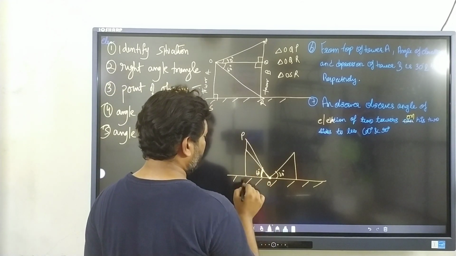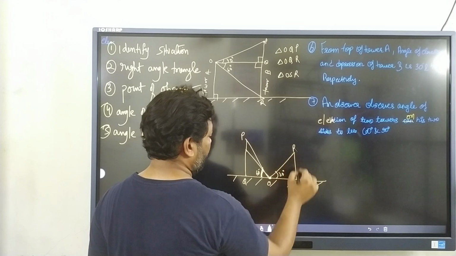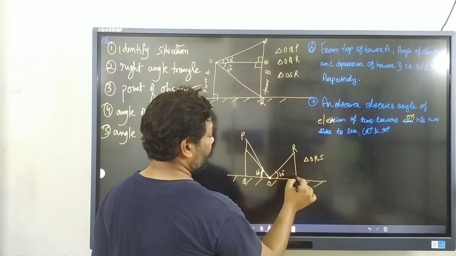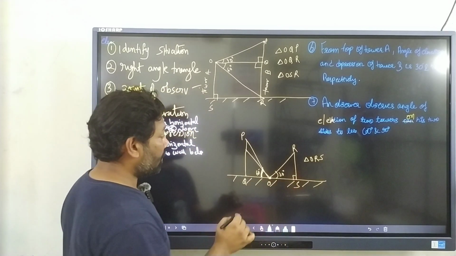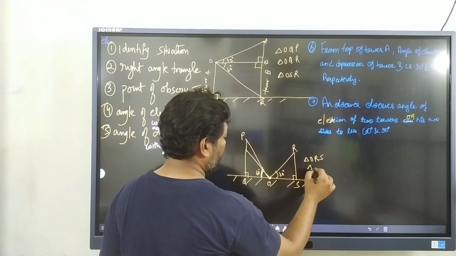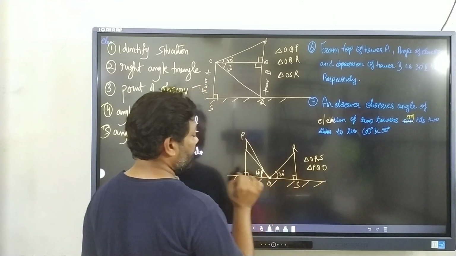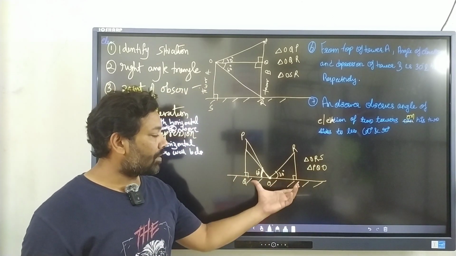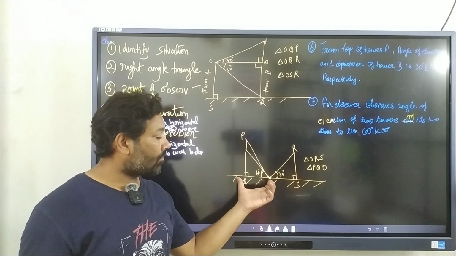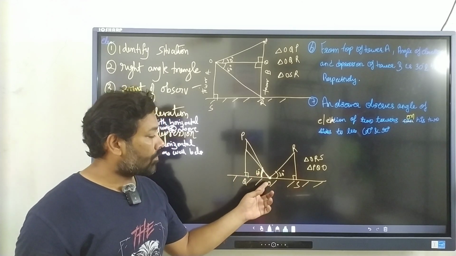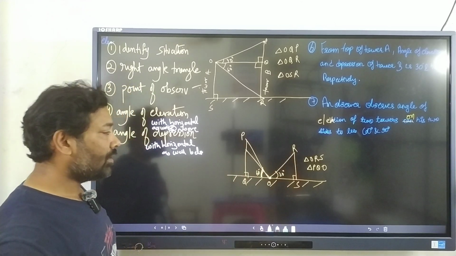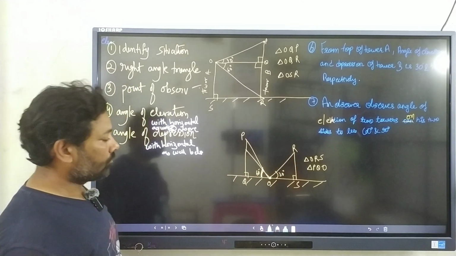Again, you have O, P, Q, R, S, right? Triangle ORS is one right angle triangle. You have a right angle over here. Then PQO is another right angle triangle. You have a right angle over here. You can find out the distance between the towers, the distance of the observer from the first tower, the distance of the observer from the second tower, or the height of the tower. You can calculate depending upon the question.